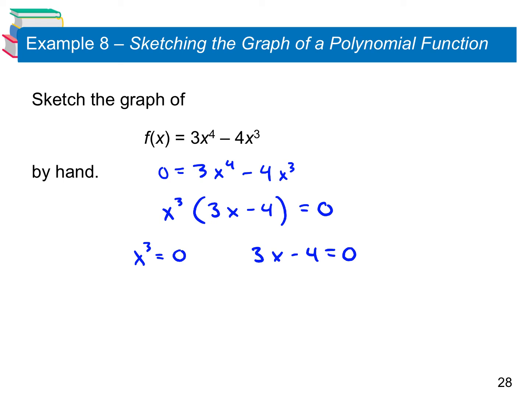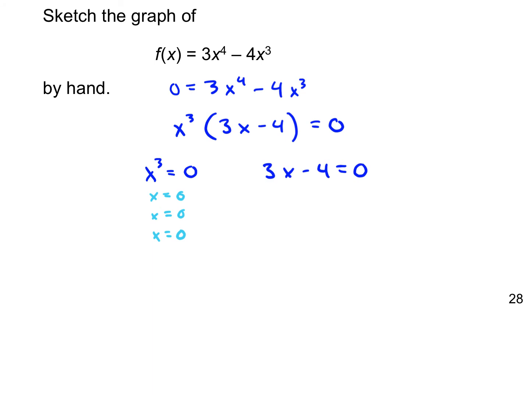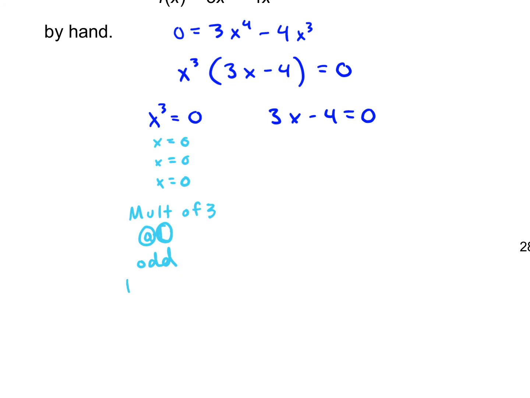So this x to the third is equal to 0 is like saying x is equal to 0, x is equal to 0, x is equal to 0, because we have 3 x's that are just 0. So if it was x squared, it would be x equals 0, x equals 0. So do I have multiplicity at 0? Yes. Multiplicity of what? Odd multiplicity. So multiplicity of 3 at 0, and it is odd. Odd multiplicity, do I touch and turn or go through that point? Odd multiplicity. I go through.